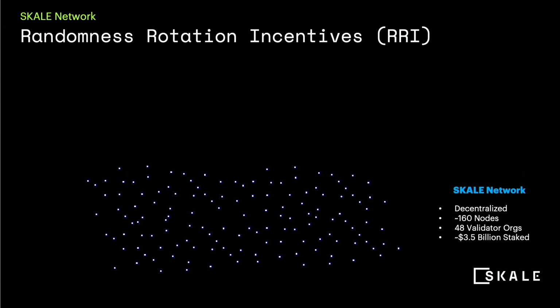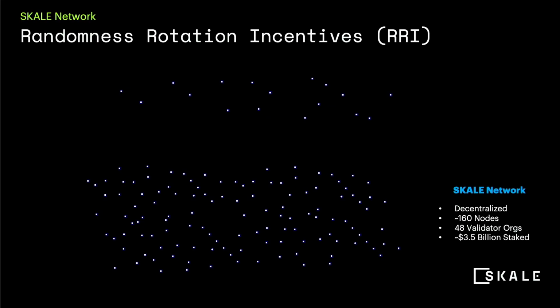SKALE Network is a network of many validators, or many validator-run nodes. We have about 52 validators supporting the SKALE Network, running over 160 nodes. Collectively, each node requires SKALE token staking, so it's backed by roughly 3.5 billion staked into the network. These nodes are active and operating on the SKALE network, and when a node joins the network, it's actually interacting with the Ethereum blockchain.